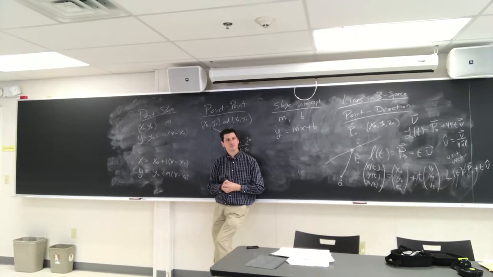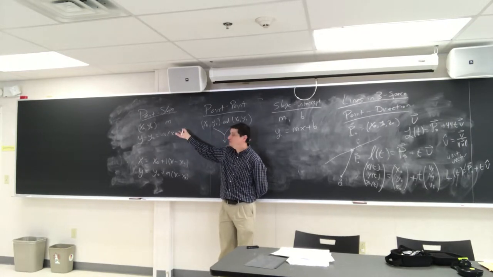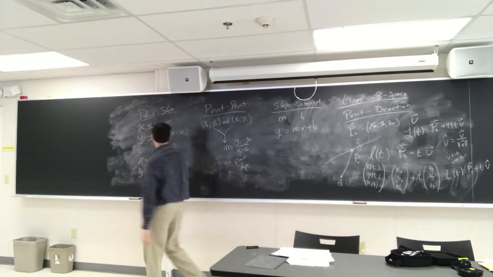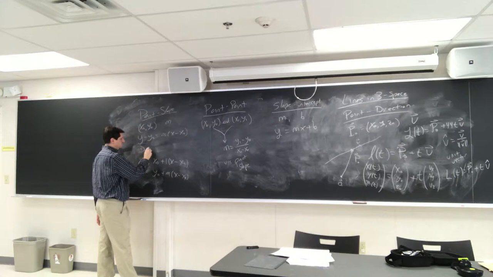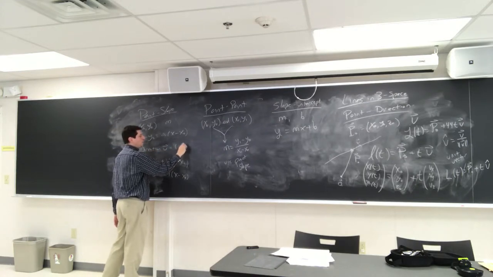Yes? 1 comma m. So if you think about it, what does it mean for a line to have a slope of 5? It means if you change x by 1, y changes by 5. What does it mean to have a slope of pi? You change x by 1, you change y by pi. So if the slope is m, the direction vector is going to be 1 comma m.